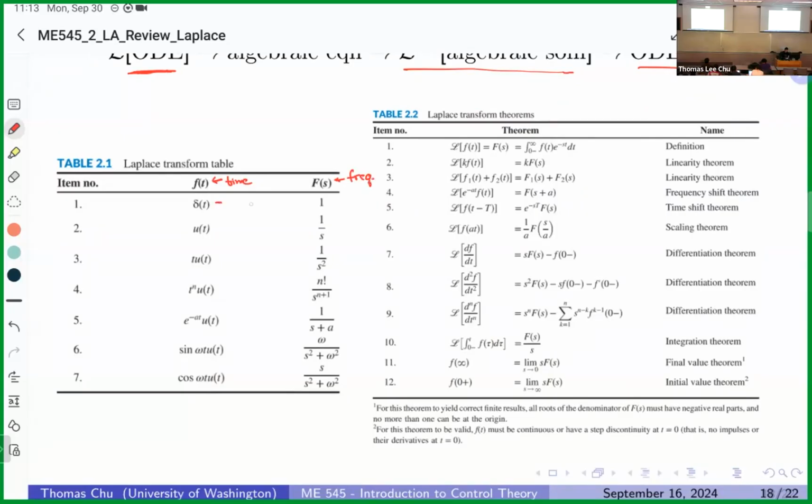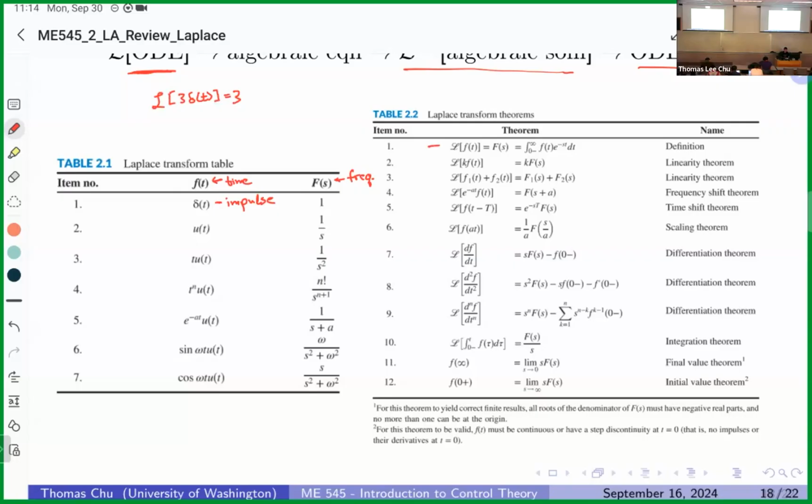So this is our impulse input or Dirac function. It's like if I hit something with a hammer. If you take the Laplace transform of an impulse input, it's just equal to 1. So if I were to take the Laplace transform of 3 delta t, that's just going to be equal to 3, because Laplace transform is a linear operation.